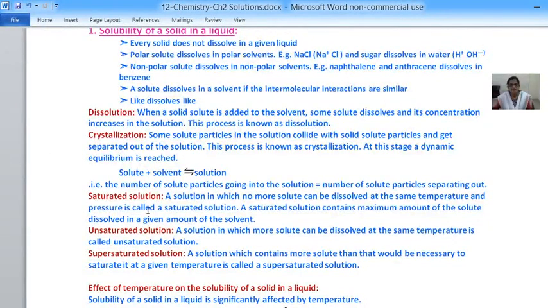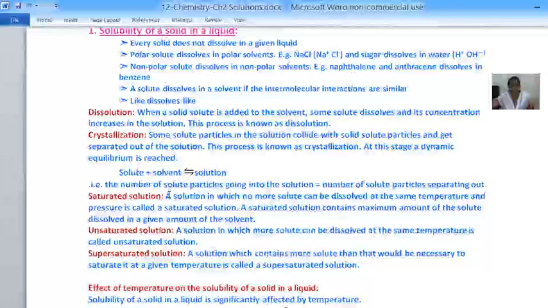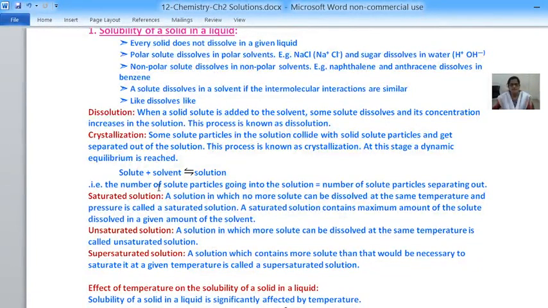Next we will see what a saturated solution is. A solution in which no more solute can be dissolved at the same temperature and pressure is called a saturated solution. A saturated solution contains the maximum amount of the solute dissolved in a given amount of the solvent. That is, in a saturated solution, there will be the maximum amount of the solute. Furthermore, solute cannot be dissolved in a saturated solution. Such a solution is called a saturated solution.